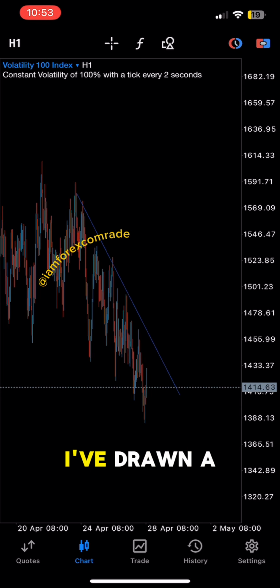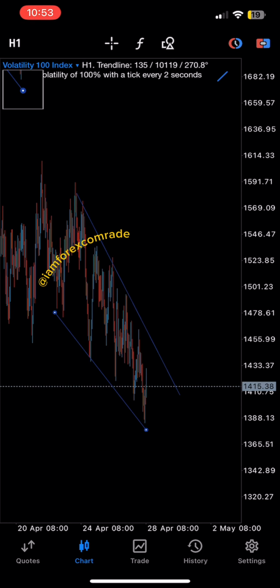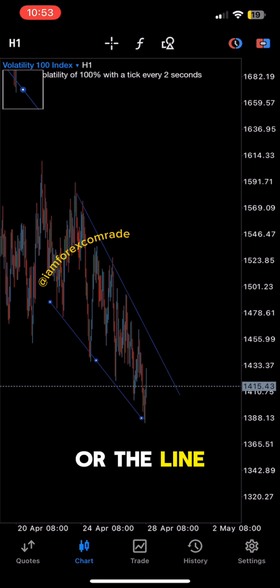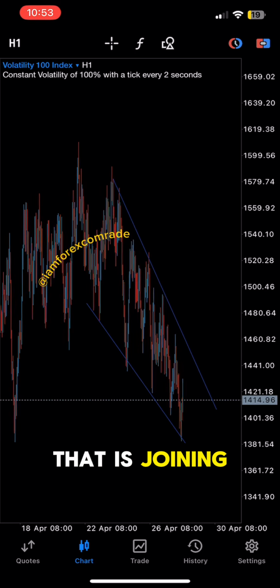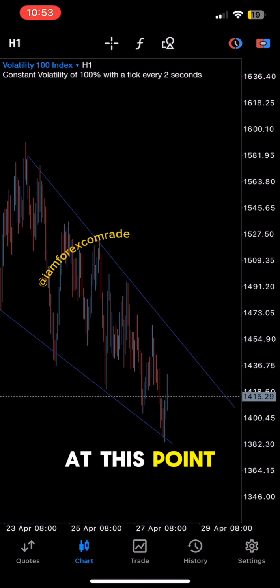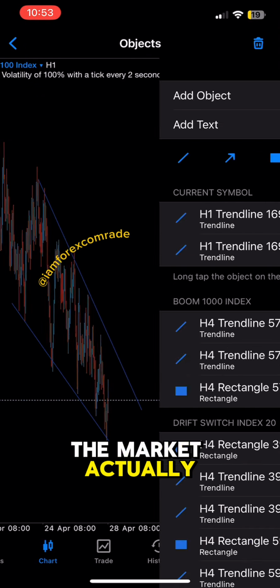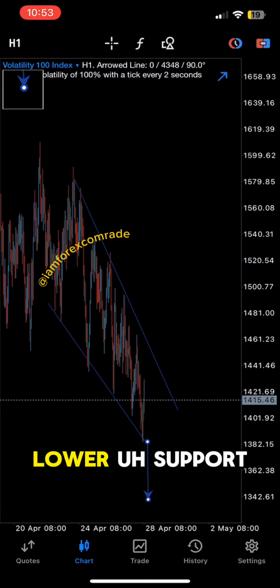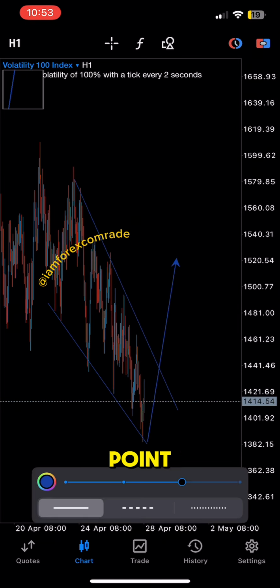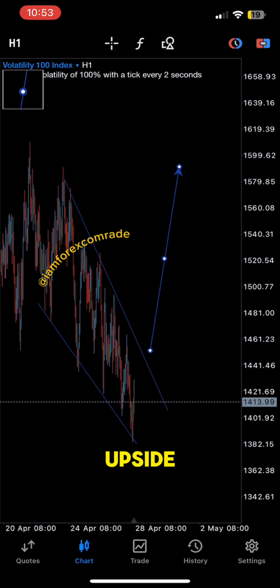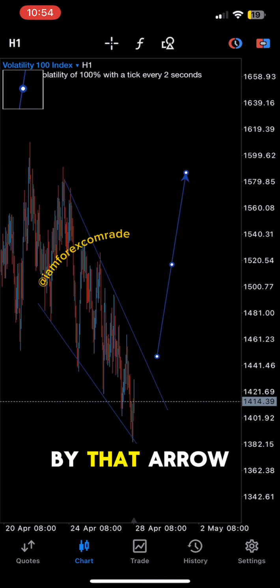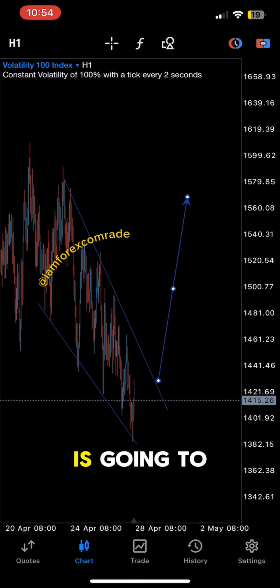As you can see, I've drawn a line that is joining all the lower highs, or the line of resistance, and then now I've drawn the support that is joining the lower lows. At this point, as you can see, the market actually bounced on the lower support. So at this point we know that the market is going to buy. Since it cannot break to the downside, it has to break to the upside. So as marked by that arrow, we just know that the market is going to buy.